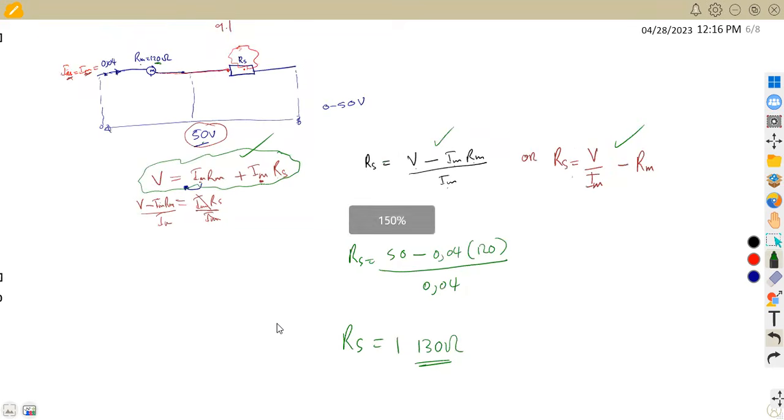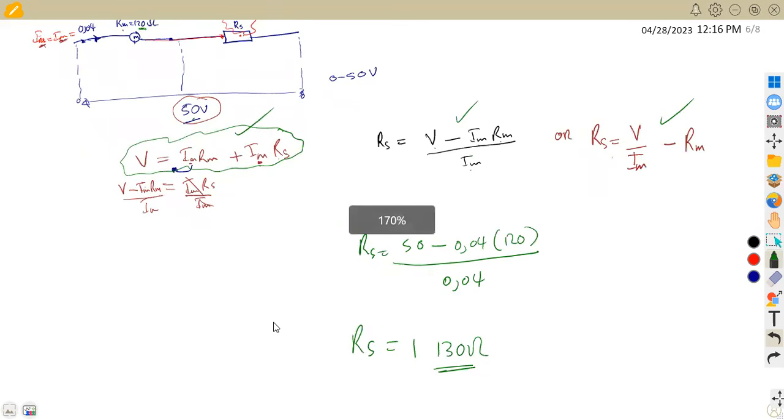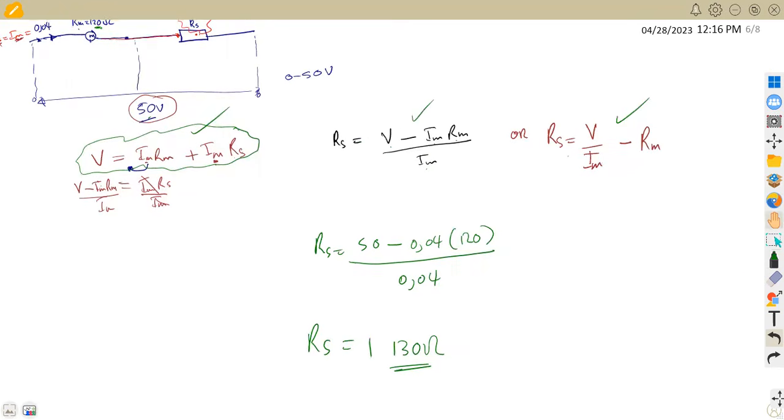All right, so that is what we had in this case. Like I said, we can even work it from this side. We can just substitute into this formula: RS is equal to V over IM, which is our total of 50 over IM, that's 0.04.